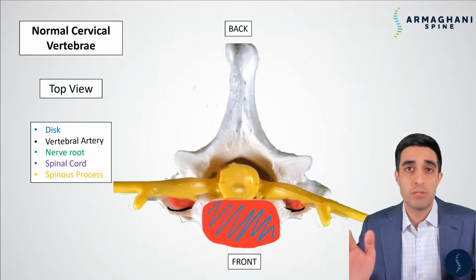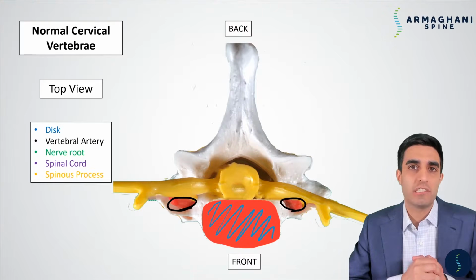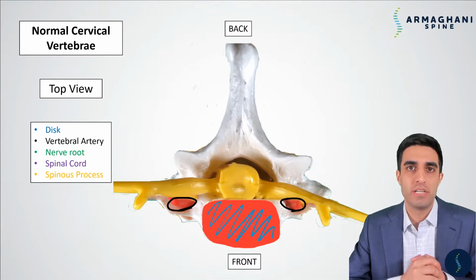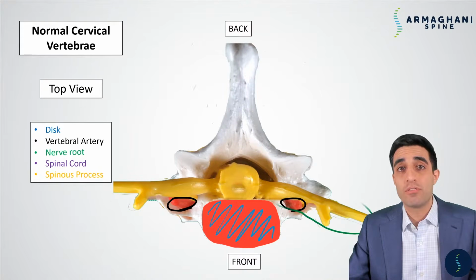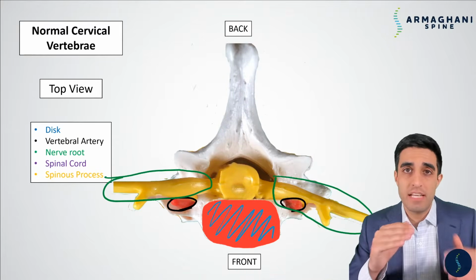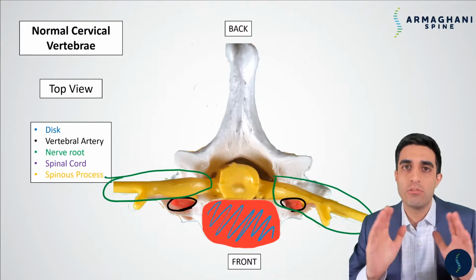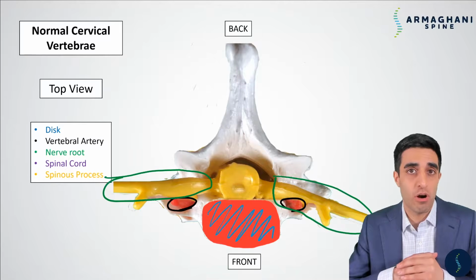Next, we have the vertebral arteries. We want to know where these are at all times to help prevent any sort of blood vessel injury during surgery. It is very rare that this happens, but we want to be aware of where they are at all times. Next, we have the nerve roots, which I said again, come off in between vertebrae at each area of the cervical spine and go down to specific areas of your arm or upper back.